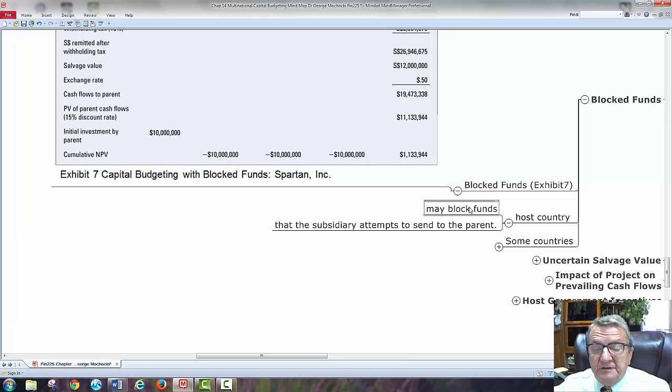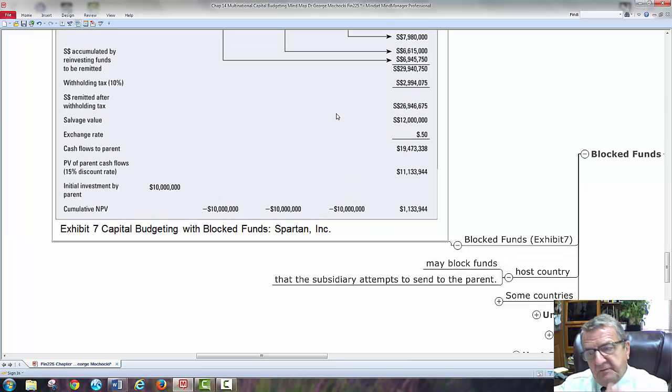Now the host countries may block funds that the subsidiary attempts to send back. So I have to look at it. If they're going to be blocking too much funds, I may just do the subsidiary there because I don't want that. I can't take that much back. I'm better off utilizing the money in Singapore and expanding out that way within the region that I may have, depending on the market condition and the relationship that that country has, or that I have there, with other countries around there.